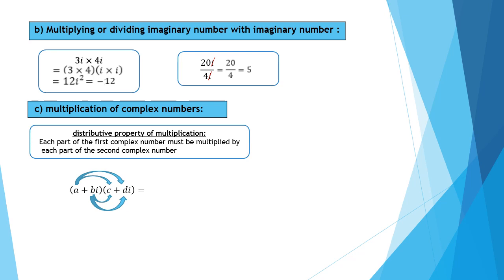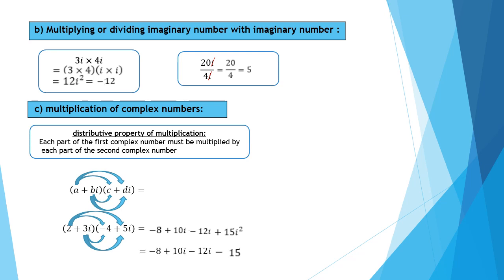Let's have an example with numbers. If we want to multiply these two numbers, 2 plus 3i multiplied by negative 4 plus 5i, at first what are we going to do? Multiply 2 by negative 4, which is equal to negative 8. Then we multiply 2 by 5i, which is equal to 10i. Then we multiply 3i by negative 4, which is equal to negative 12i. Then we multiply 3i by 5i, which is equal to 15i squared. We can remove the i squared and put instead of it negative 1, then 15 multiplied by negative 1 is equal to negative 15. And we can complete writing down the equation.